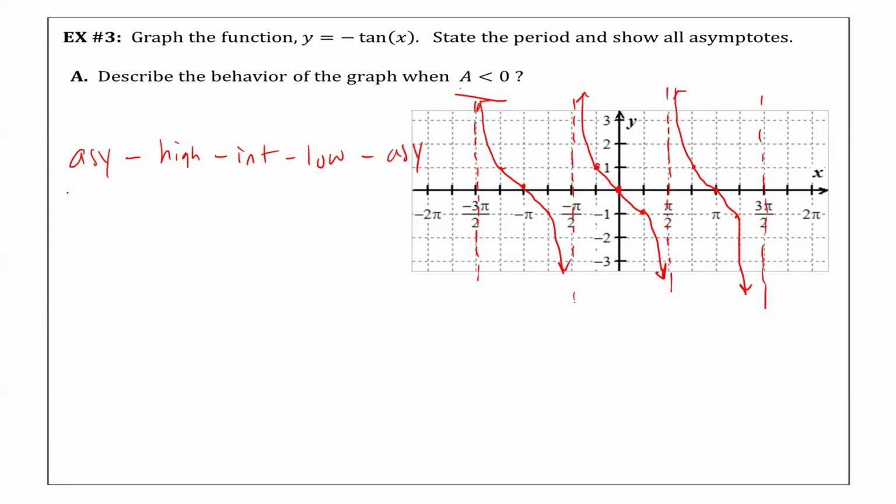We got good imaginations. All right, your period is still equal, your period now is equal to pi divided by b. It's not 2 pi, it is pi, because the whole period of our parent function is pi. So in this case, it's just going to equal pi because our b equals 1. Okay, your a equals negative 1, which is what caused the function to reflect.